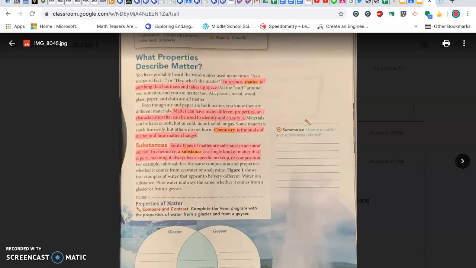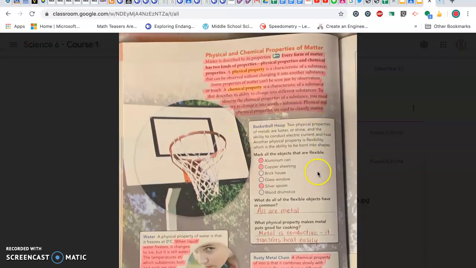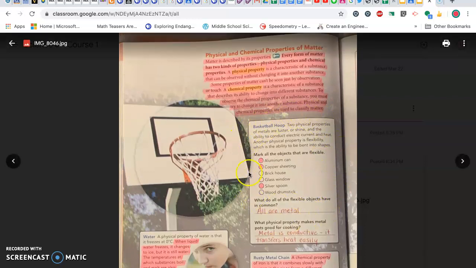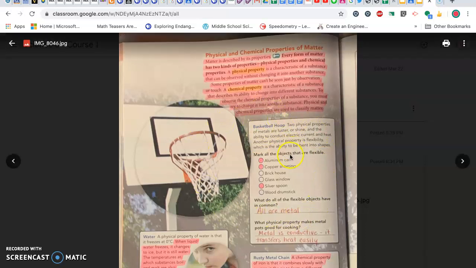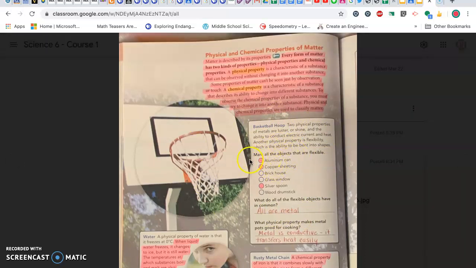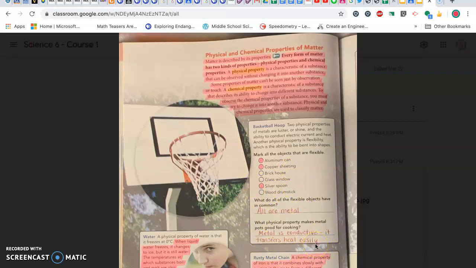All right, so here they just talk about matter and chemistry and what a substance is. That was on the first page. We just discussed all of that. Make sure you go through these examples. One of the physical properties they're talking about here with metal is the ability that it's bendable. And so it asks you here, what objects are flexible? Well, an aluminum can you can bend, copper sheeting, a spoon, and what they all have in common is that all those objects are metal. And so metal has a bendability that something like brick or glass or wood doesn't.